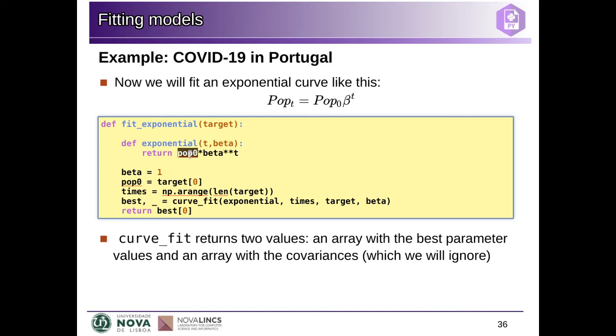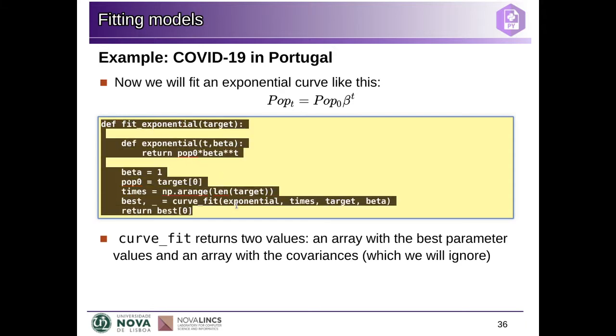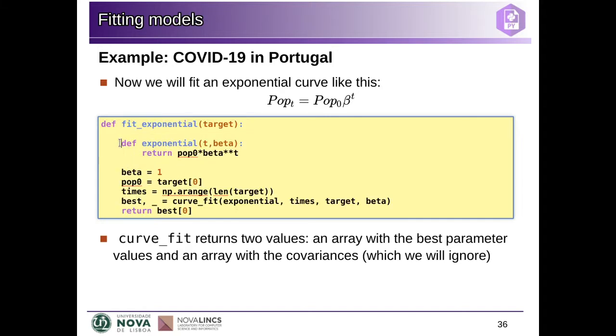But we don't have access to the initial population. One simple way of solving this is to write our exponential function as a local function inside the function that does all the fitting. So what this means is that this function also has access to names that are in the scope of the parent function.